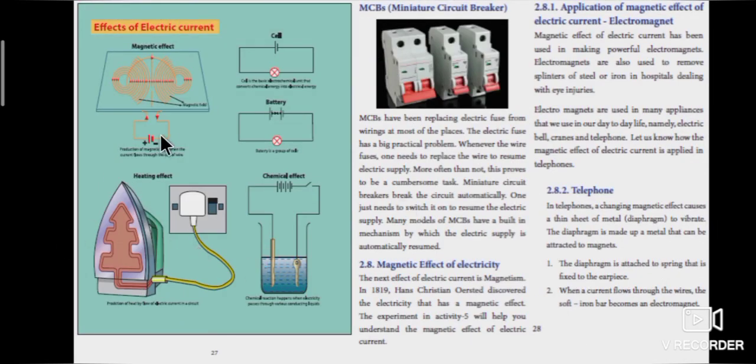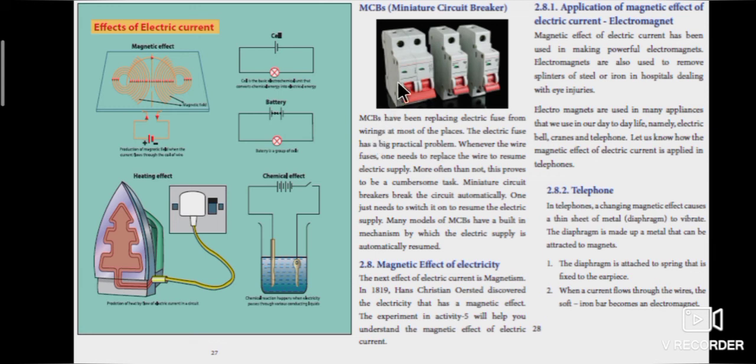Page number 27 explains the outline of effects of electric current. There are three effects. First one, magnetic effect; second one, heating effect; third one, chemical effect. Magnetic effect: production of a magnetic field when current flows through a coil of wire. Heating effect: production of heat by flow of electric current in a circuit. Chemical effect: a chemical reaction happens when electricity passes through various conducting liquids.